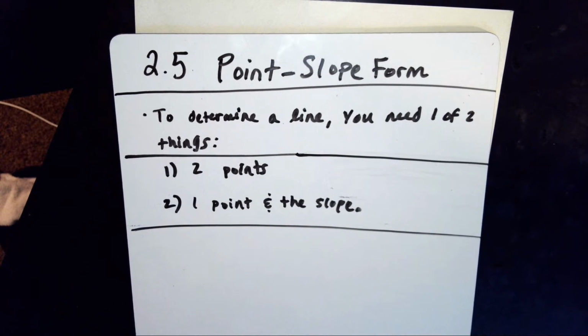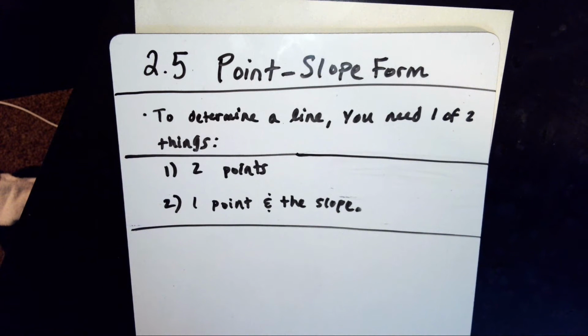Hi guys, in this video we're going to talk about section 2.5, and the first topic I want to talk about is the point slope form. But before we get too much into that, the first thing I want to talk about is how we can determine a line. So there's two cases where you can determine a line.